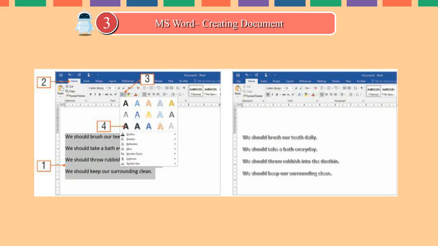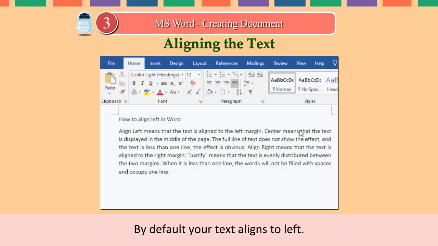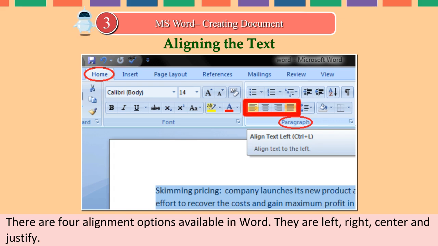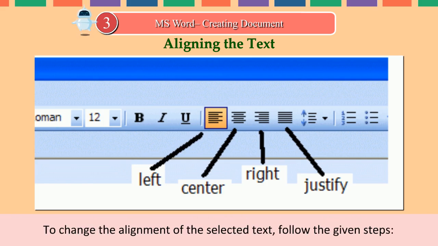Aligning the text. Alignment refers to where and how the text lines up. By default, your text aligns to left. There are 4 alignment options available in Word. They are left, right, center, and justify. To change the alignment of the selected text, follow the given steps.